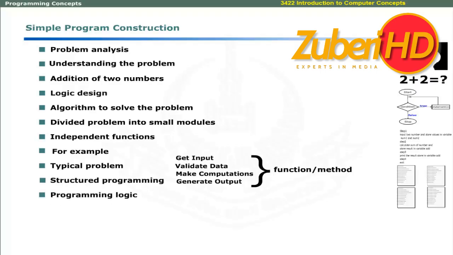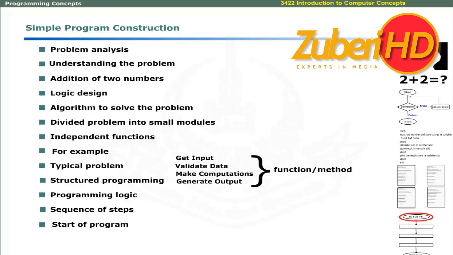The programming logic is symbolically represented by flowcharts. The flowchart shows the sequence of steps to solve the problem. It shows symbols to represent the start of program, initialization of variables for input and result, addition process, and output.